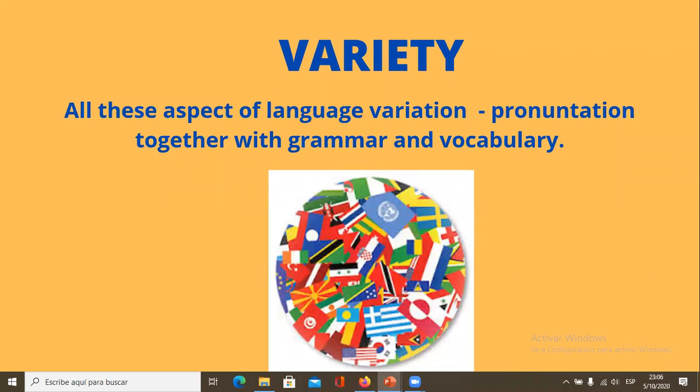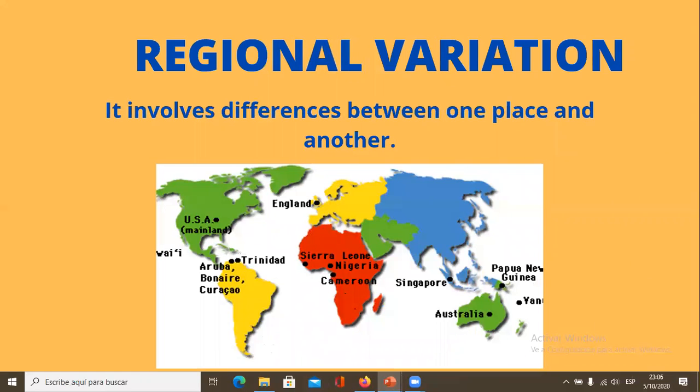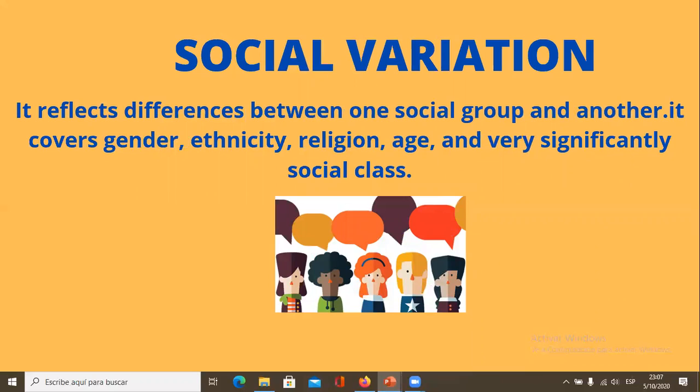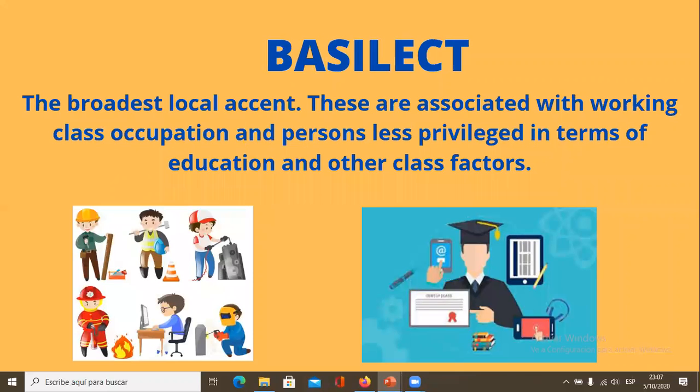The variety covers all these aspects of language variation: pronunciation together with grammar and vocabulary, especially grammar and vocabulary, join. The regional variation refers to variation from one place to another place. The social variation refers to variation from one group to another group.